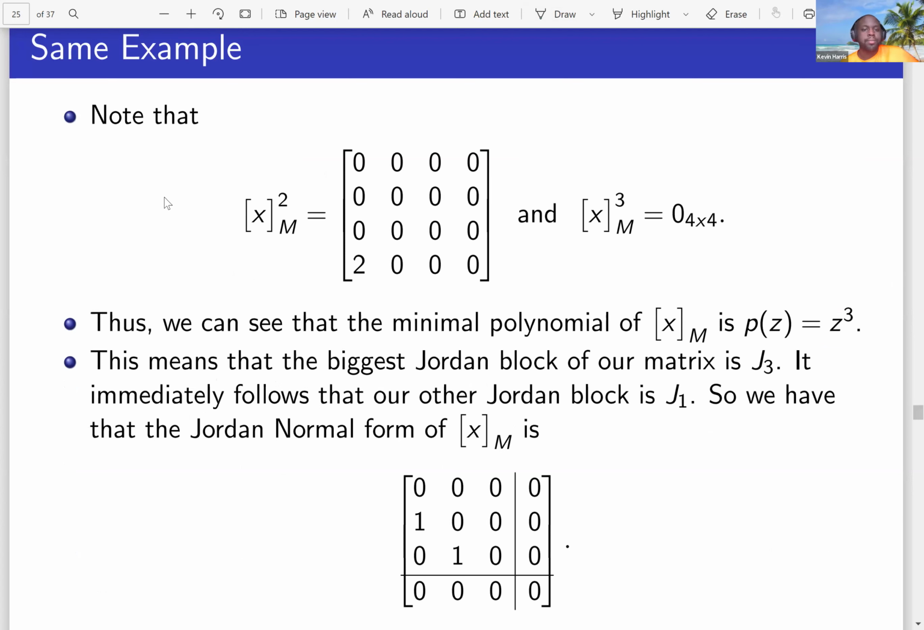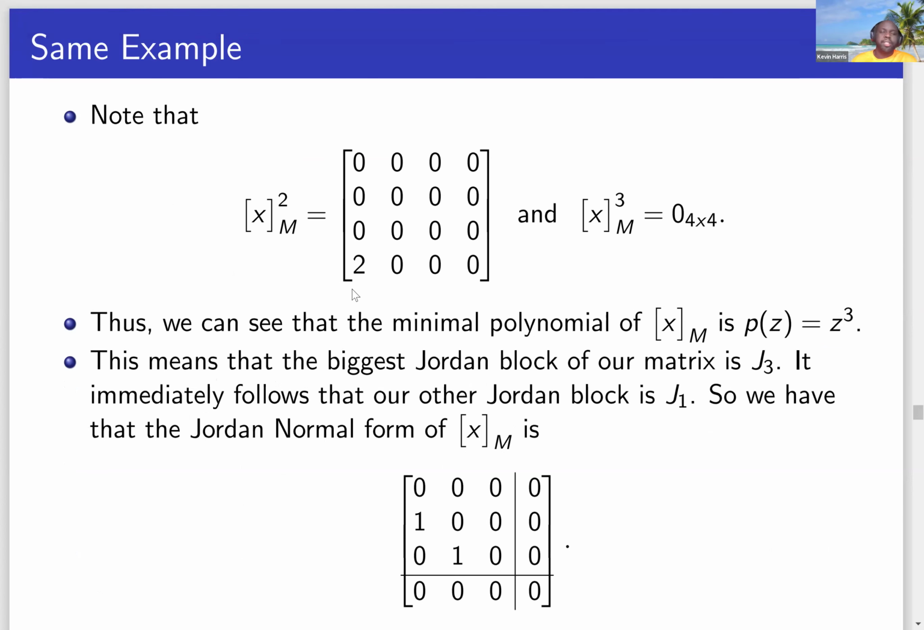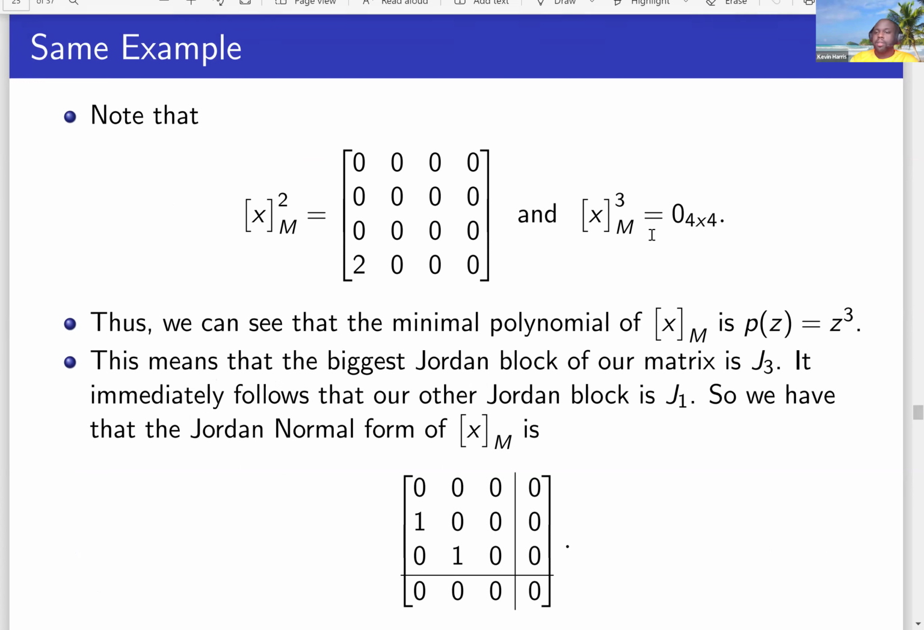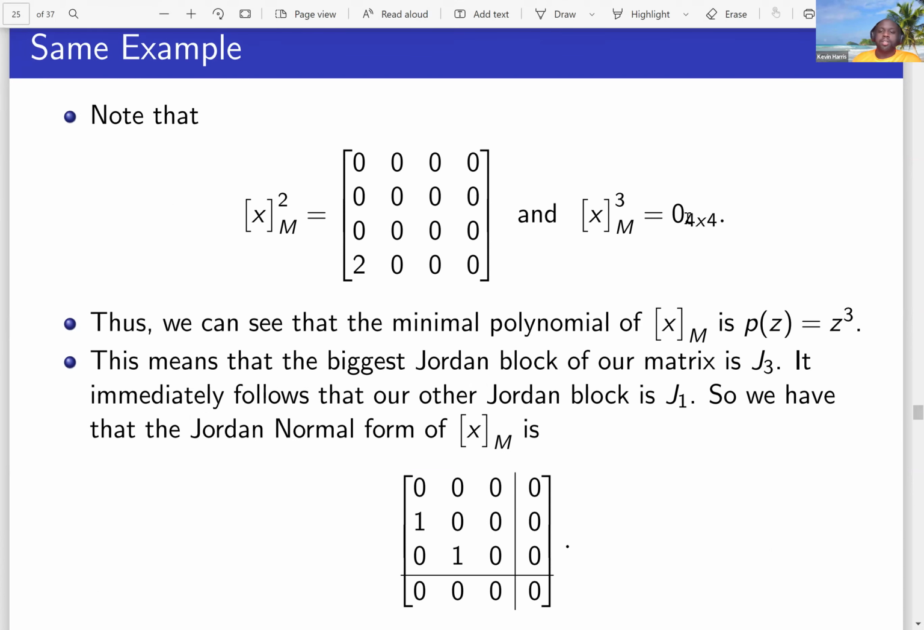And so by doing that, one of the easier ways to go about this is to look at what's happening with the powers and go from there, right? So if we square that matrix, we'll get this matrix right here, just zeros, and then there's a 2 in the left bottom corner. And then if we cube it, or multiply it by x again, we just get the 0 matrix.